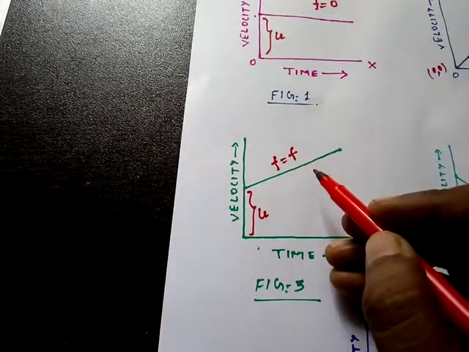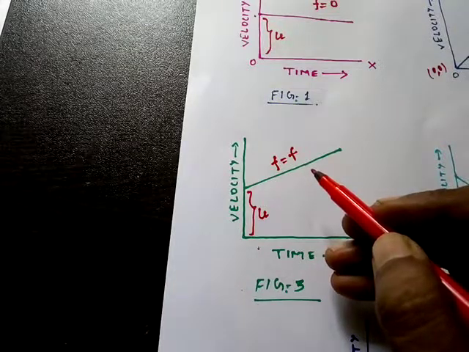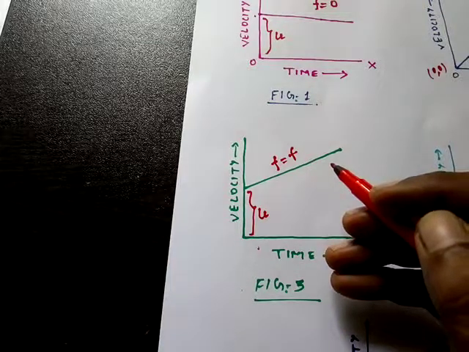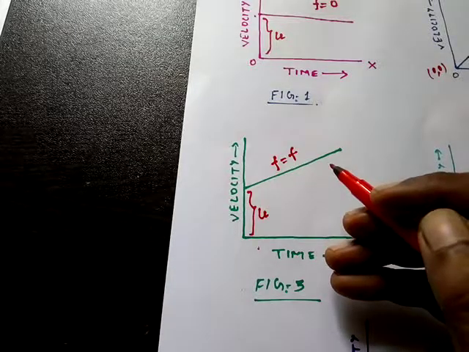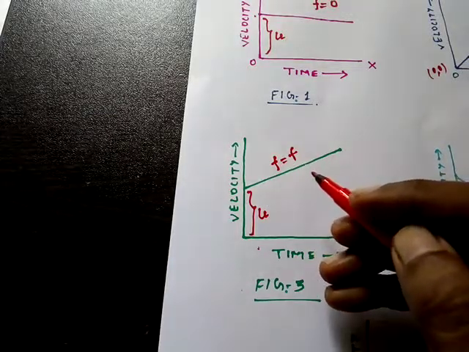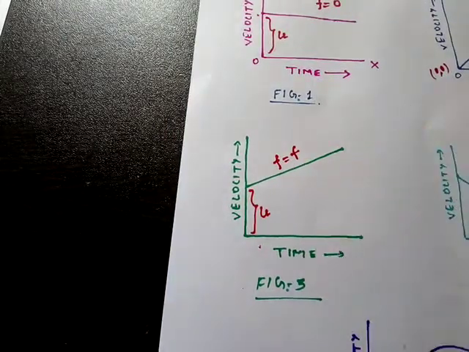This happens, suppose there is a train, it was initially moving with uniform velocity, suddenly the driver is supposed to move in a straight line with higher velocity, so he applies the accelerator and suddenly the velocity goes on increasing. So this is the case.